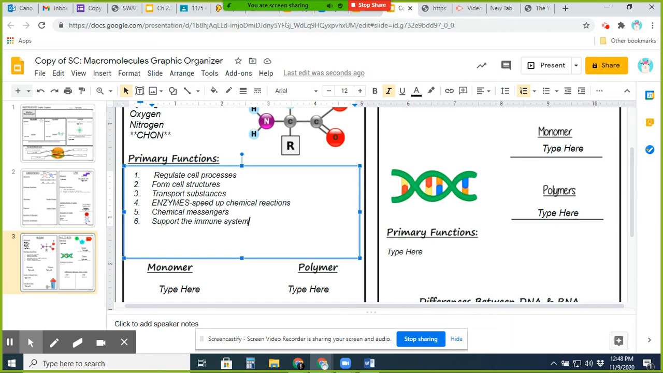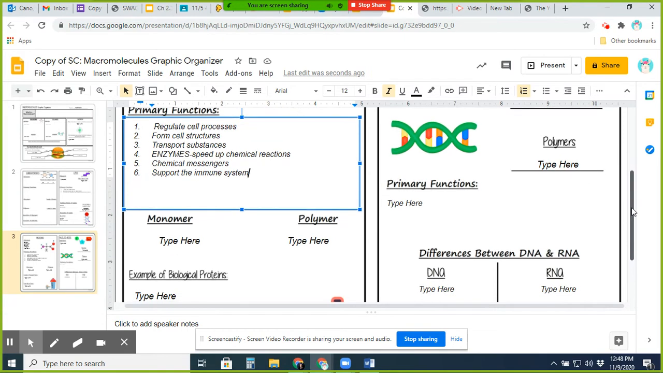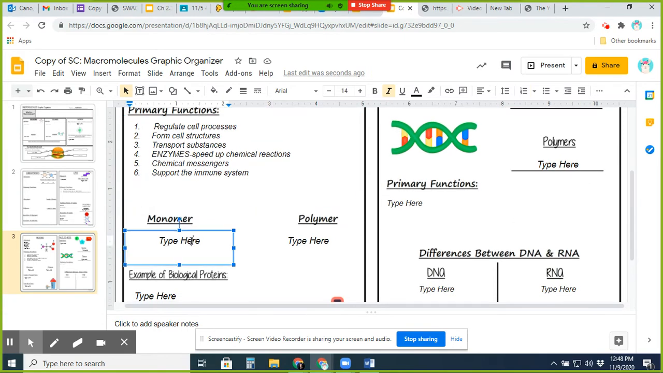So what is the monomer of a protein? What is the building block of proteins? Because monomers are the building blocks. The monomer of a protein is an amino acid. And there are 20 unique amino acids in the universe, at least that we know of.